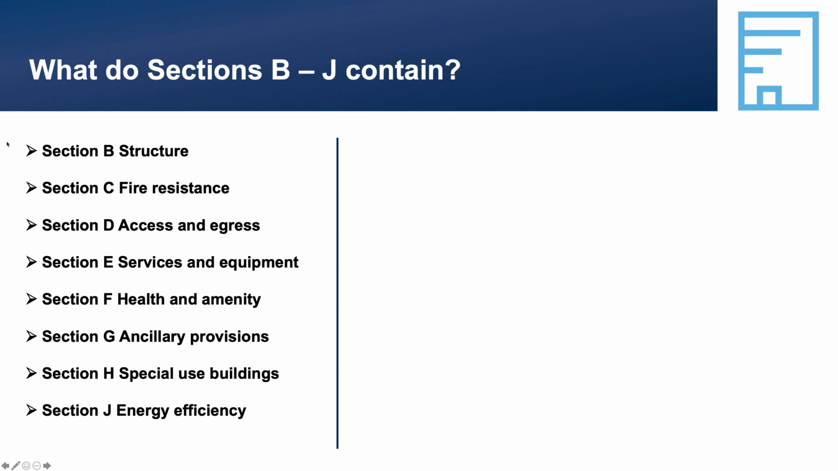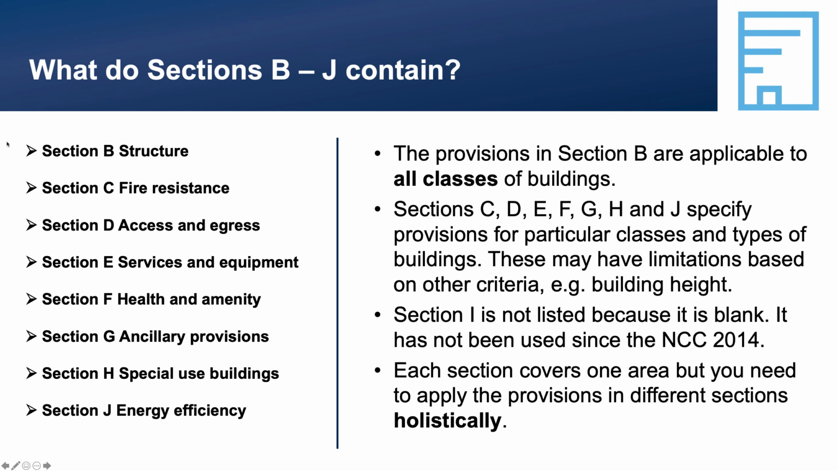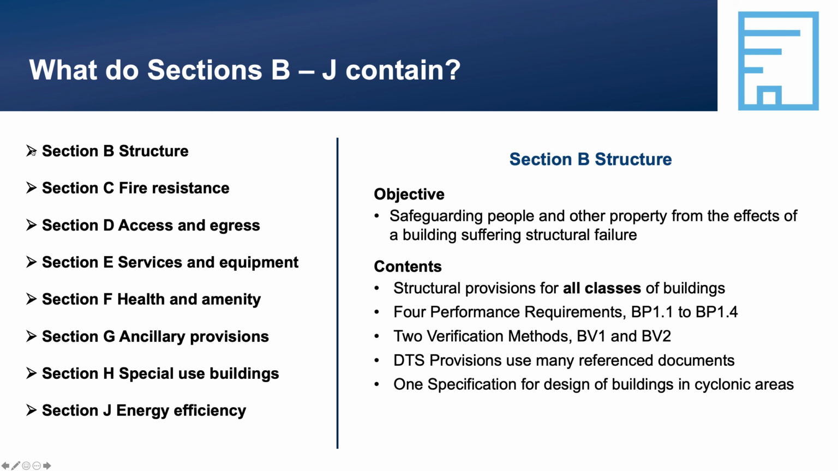An example includes formulating a performance solution to increase the prescribed distance of travel to an exit, Section D, access and egress, that may affect coverage requirements for firefighting equipment in Section E, services and equipment. Let's now explore what each section contains. Section B, structural provisions that apply to all classes of buildings.